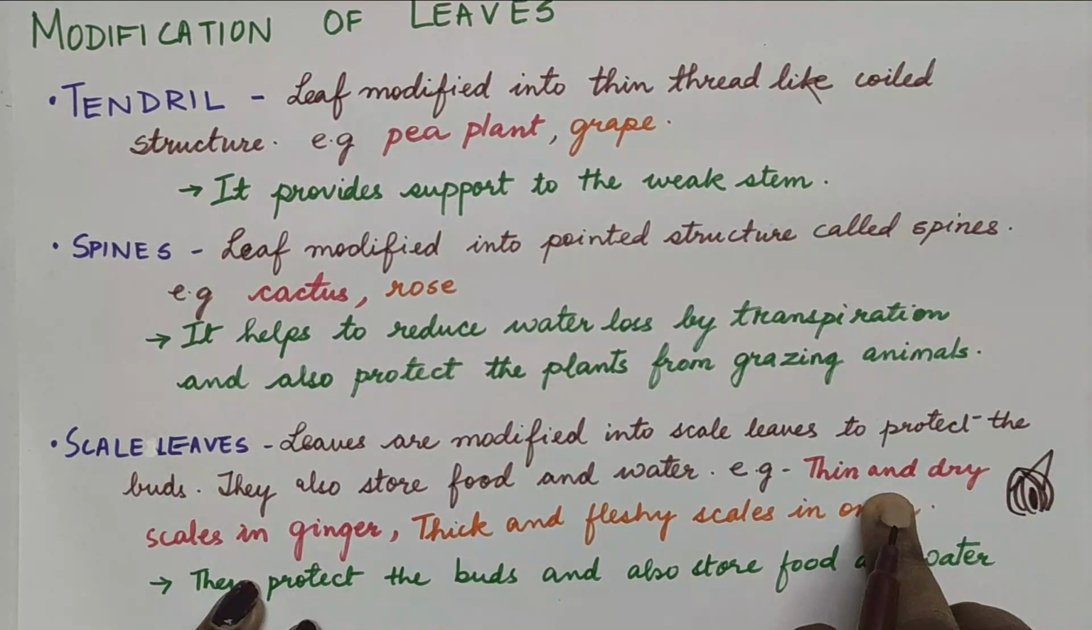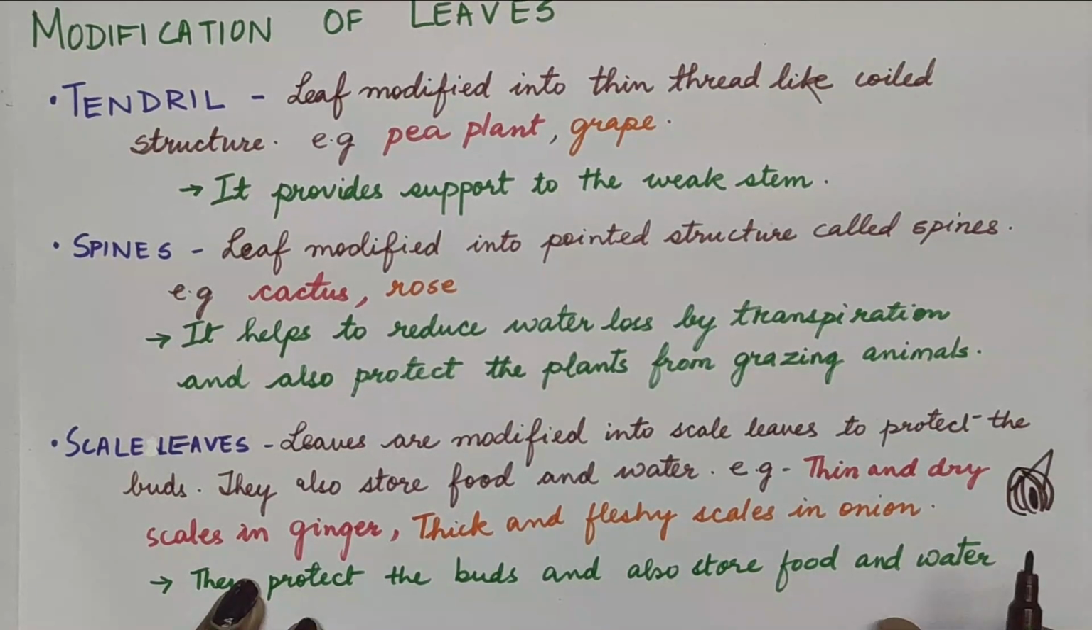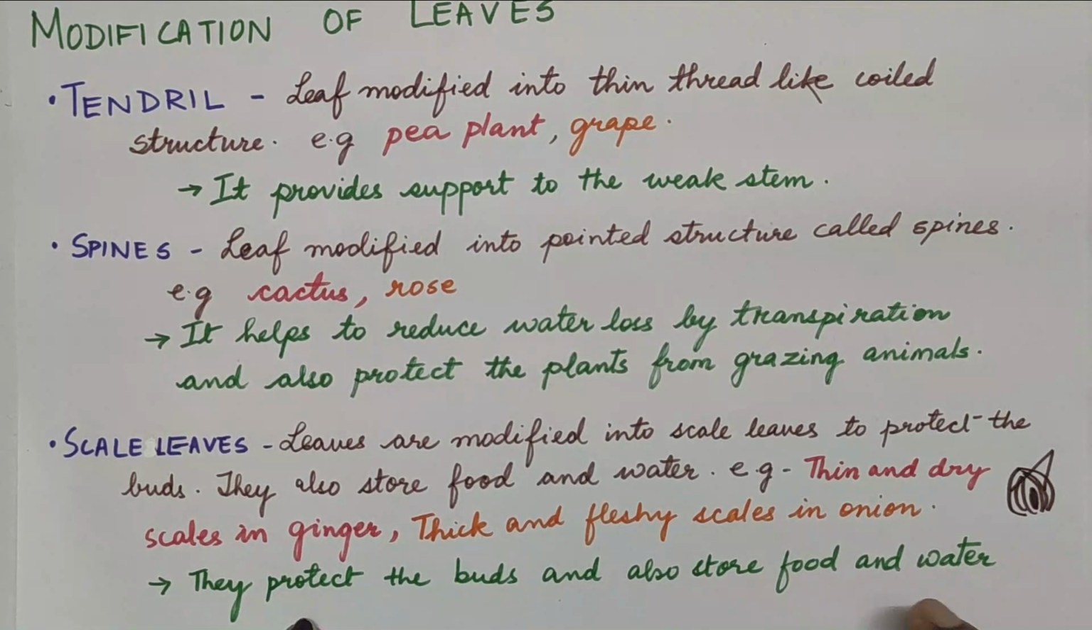And if you have seen a ginger, you know that the scales are very thin and dry. The outer part is very thin and dry, and those are the scales of ginger. What is the role of the scale leaves? They are protecting the bud, and also they are storing food and water.